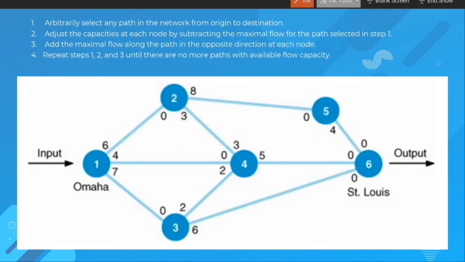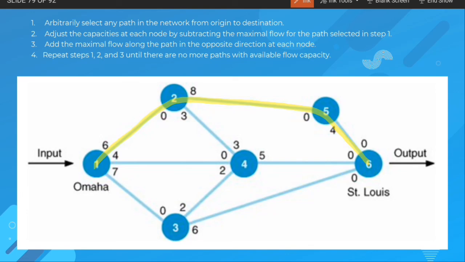So now let us apply the steps of the maximal flow solution method. So for step 1, arbitrarily select any path in the network from origin to destination. So pipili lang tayo ng kahit anong path dyan as long as there are available cars papunta sa destination natin. So let's try 1, 2, 5, 6. And pwede yung 1, 2, 5, 6 kasi from 1 to 2, there are 6 available cars. From 2 to 5, there are 8 available cars. And from 5 to 6, there are 4 available cars.